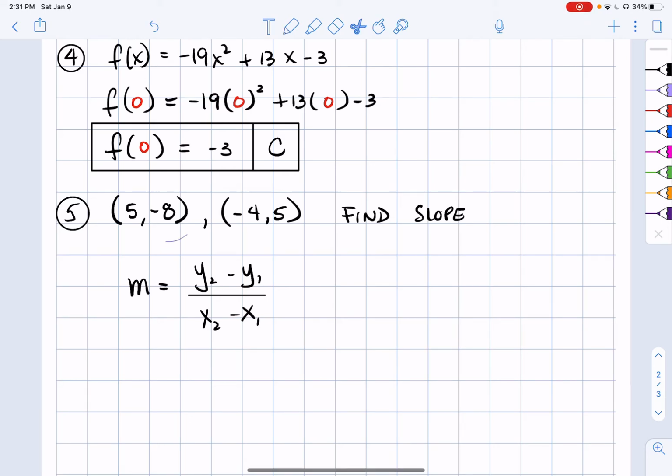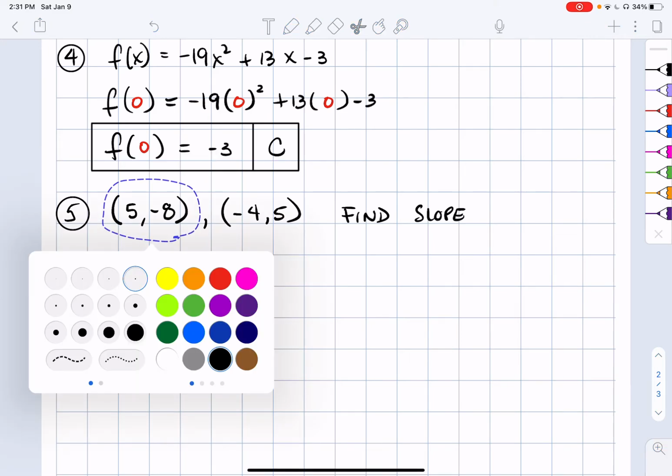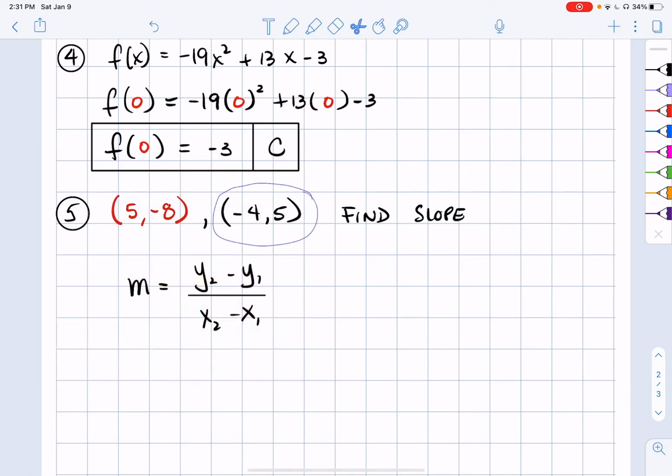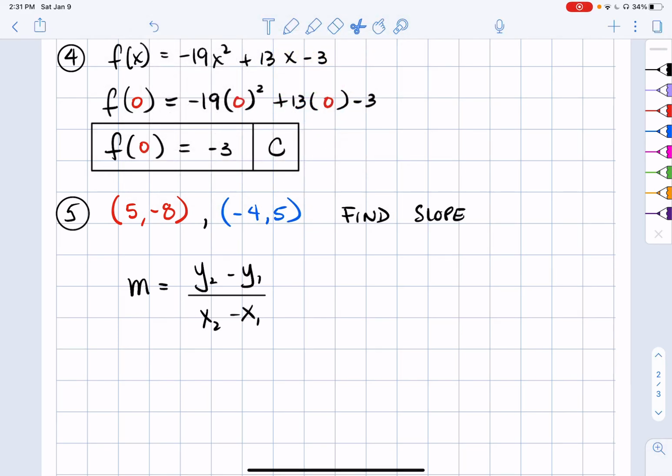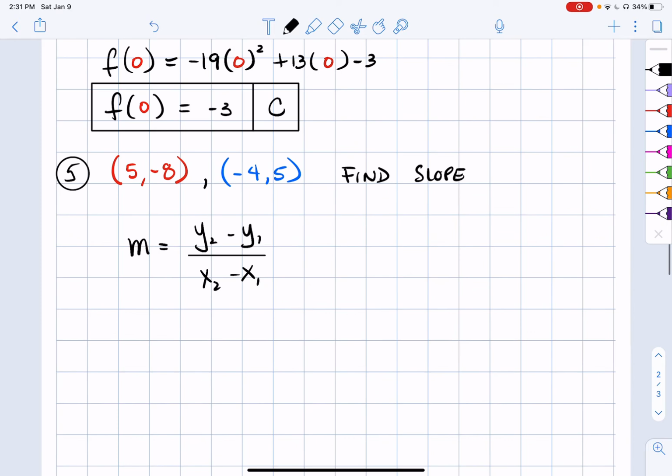Okay, so here's the thing. I'm going to do it this way. I want to make this red. I'm going to make this red, and I'm going to make this blue. All right. So a couple of ways I can do this, right? There's 2 ways I can write this. So all that y2 minus y1, x2 minus x1 is saying is stay consistent with the order that you put it down.